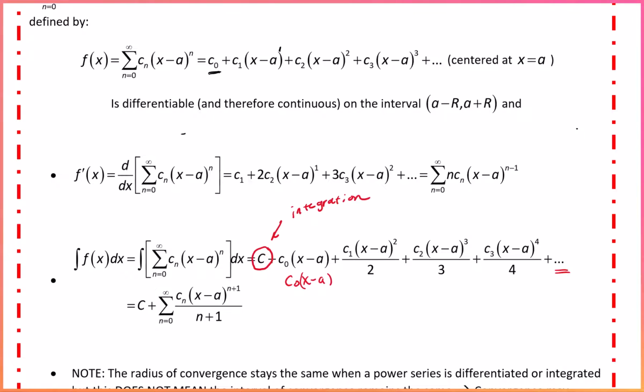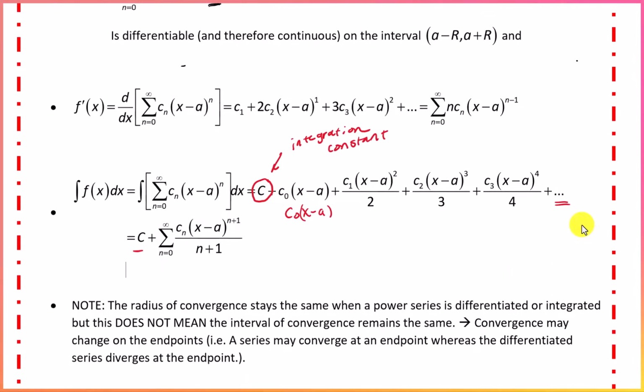As we're integrating, we increase the power by 1 and divide by the new power. So we get c1 times x minus a squared over 2, c2 times x minus a to the third power over 3, and c3 times x minus a to the fourth power over 4, and so on and so forth. And we put that integration constant in the front. That's our integration constant. What that ends up giving us is this little formula with the integration constant in the front, and then we have c sub n times x minus a to the n plus 1, that power rule, and divide by n plus 1, and that will generate that expansion for the integral of a power series.